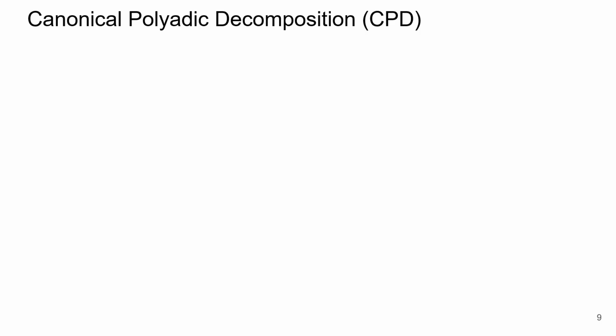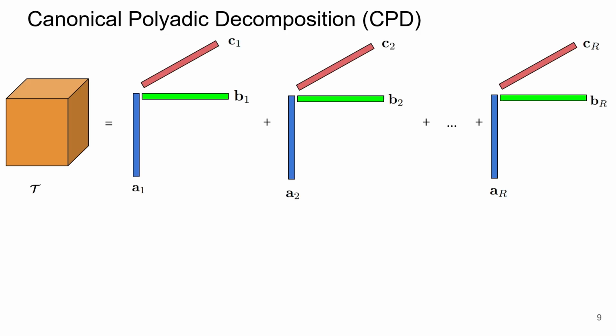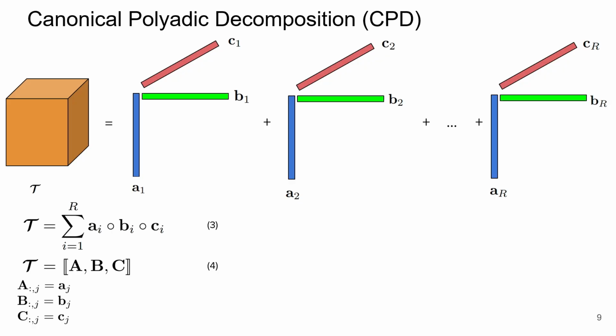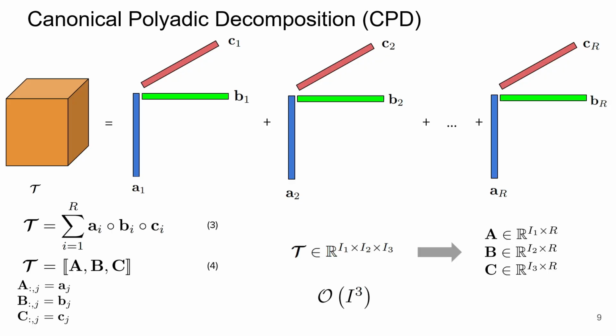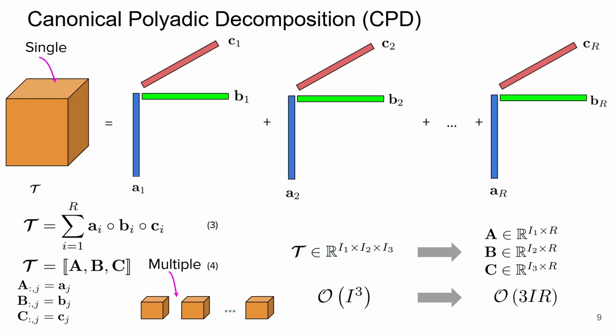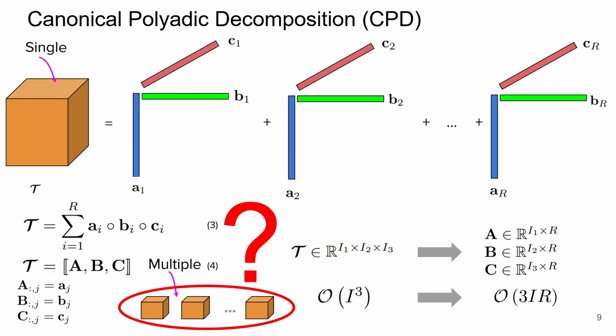This idea naturally leads to the canonical polyadic decomposition, which represents a tensor as the sum of several rank 1 tensors, as in equation 3, or equivalently in equation 4. This approximation reduces the number of parameters from cubic in the dimension size to linear in both the dimension and the rank. So far, we have considered the case of a single tensor, but an important question arises: what if we have multiple tensors? Is there a more effective way to decompose them?